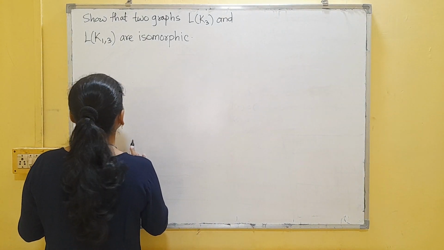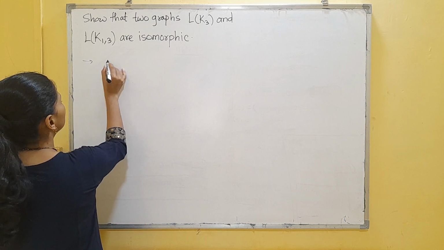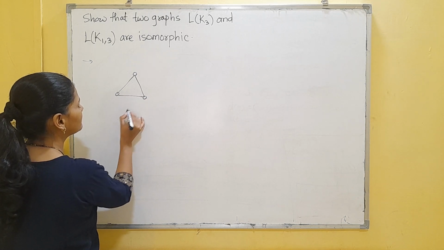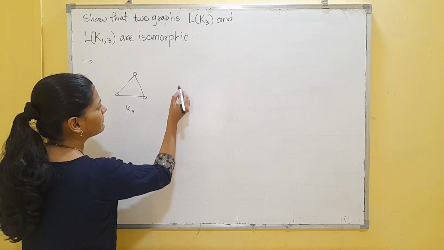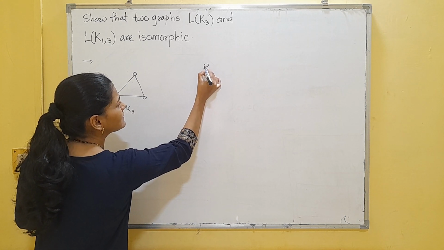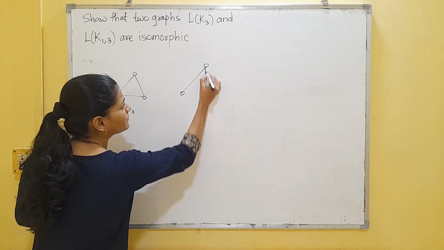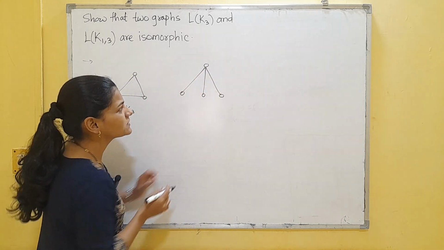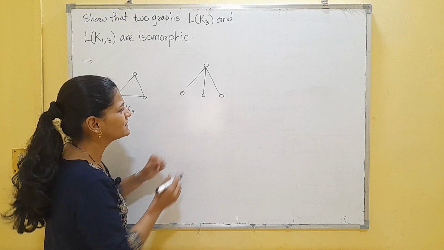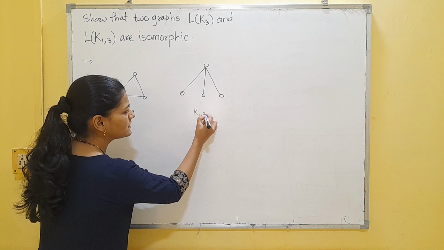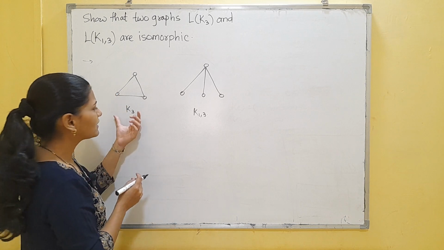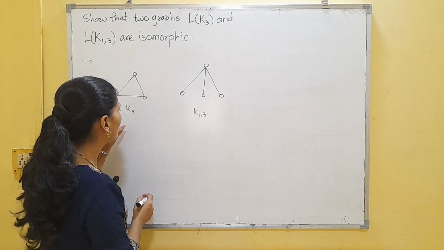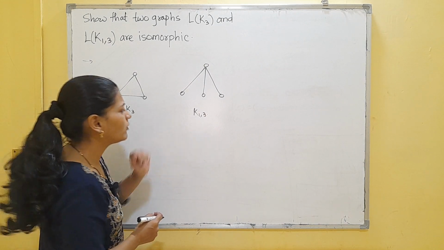So what is K3? K3 is nothing but complete graph on 3 vertices. So this is K3, that is complete graph on 3 vertices, and K1,3 means complete bipartite graph in which first part contains one vertex and another part contains 3 vertices. So this graph is K1,3. We have to prove line graph of K3 and line graph of K1,3 are isomorphic graphs. So first we will draw line graph of K3, then line graph of K1,3.